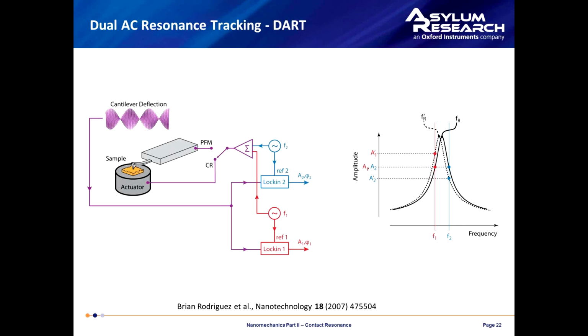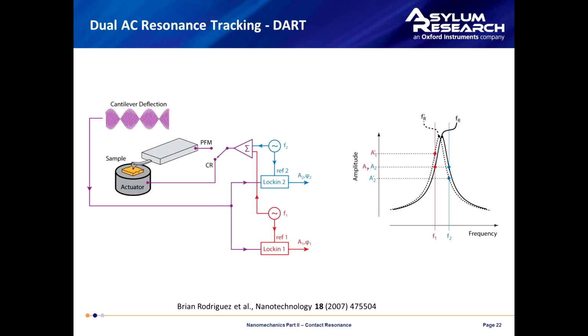Now, what can we do with these signals? Well, let's look at the resonance curve of a typical contact resonance. If this solid curve here is the contact resonance that we tune on the surface, we choose F1 to be below, F2 above, and that results in an amplitude A1 and A2. And we choose those frequencies such that A1 and A2 are more or less the same. So the difference is about 0.